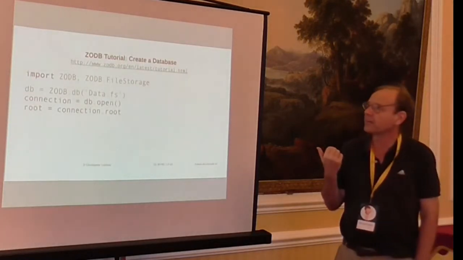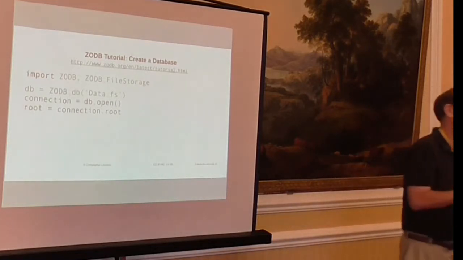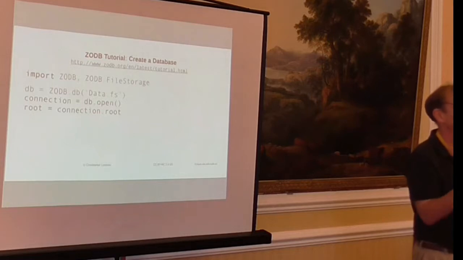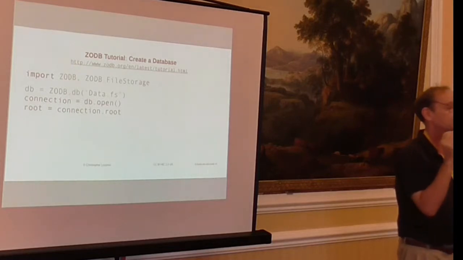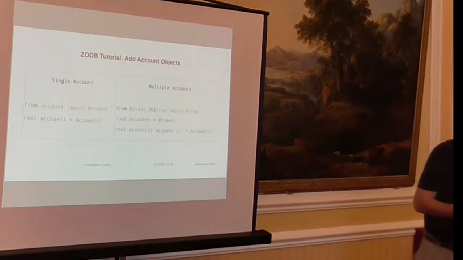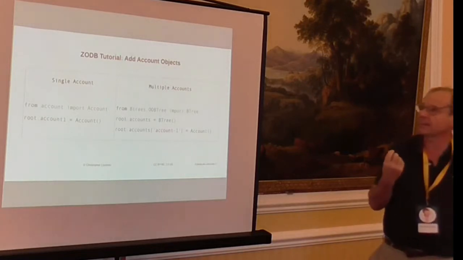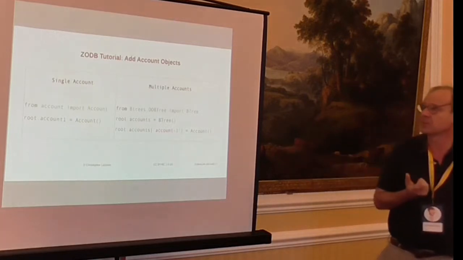And then, of course, you have to create a database. You can create them in relational databases, on a file system, in memory. There are different ways of creating. You get a connection to the database, you pull out this root object, and then you start adding things to your root object. So the simplest way, once you have a root object, is you create an account object, and you just say root.account1 equals that account object.